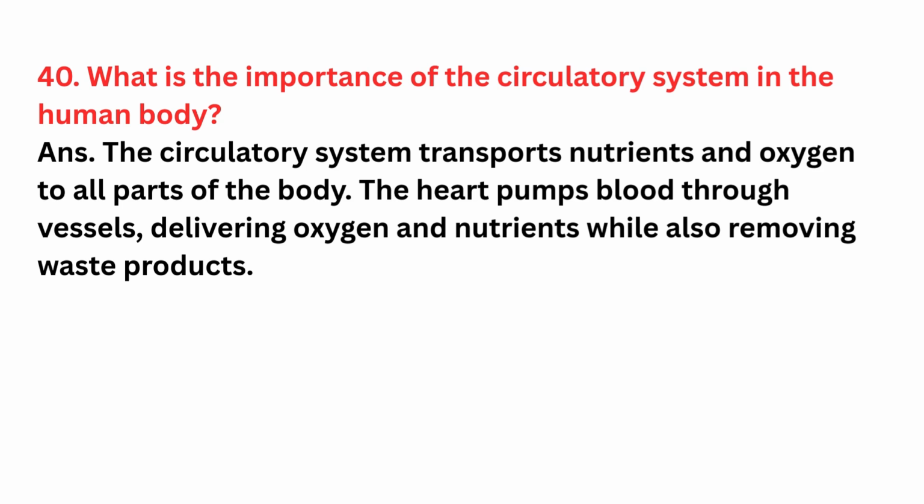Question number 40. What is the importance of the circulatory system in the human body? Answer. The circulatory system transports nutrients and oxygen to all parts of the body. The heart pumps blood through vessels, delivering oxygen and nutrients while also removing waste products.